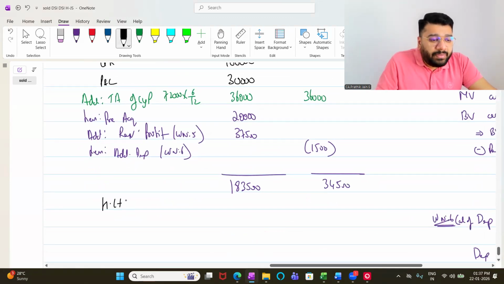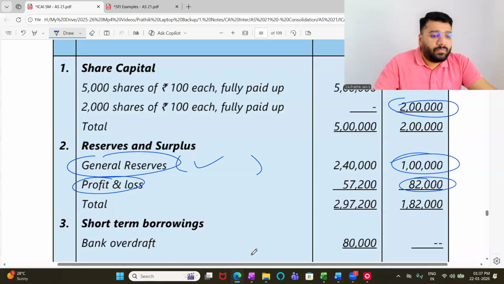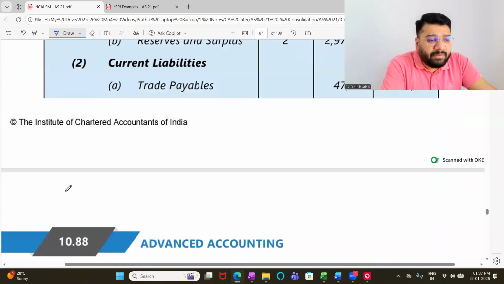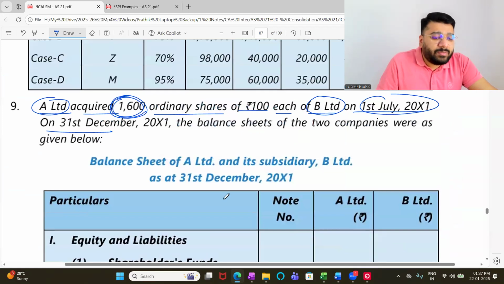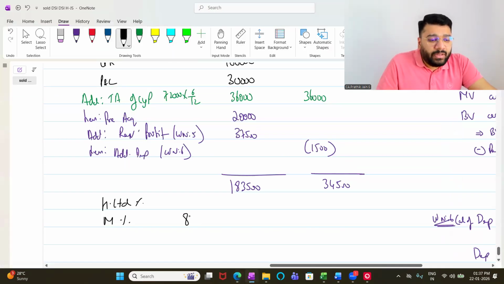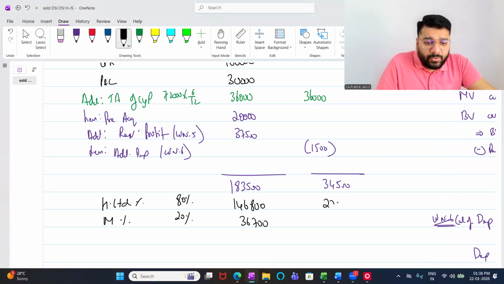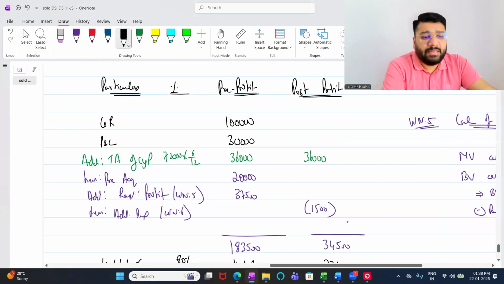Now H Limited's percentage and minority's percentage. Total shares of B Limited is 2,000. In that we have acquired how much? 1,600. How much percentage? 80%. And minority is 20%. Tell me the value, please. 36,700. Then 27,600. 6,900. Any problem so far?